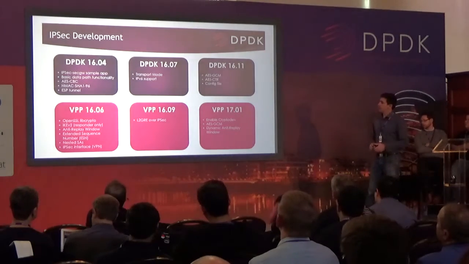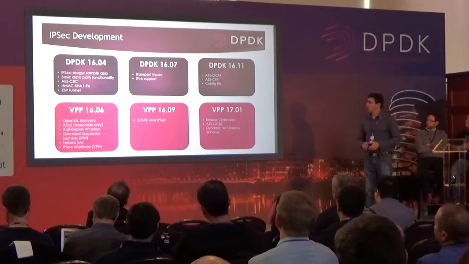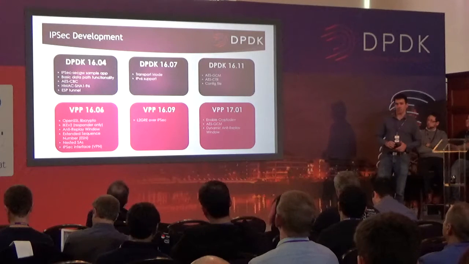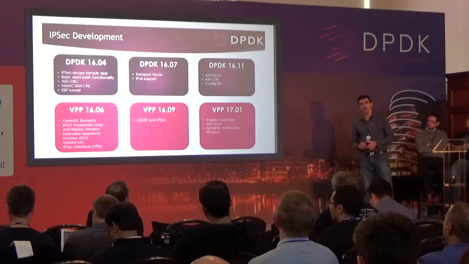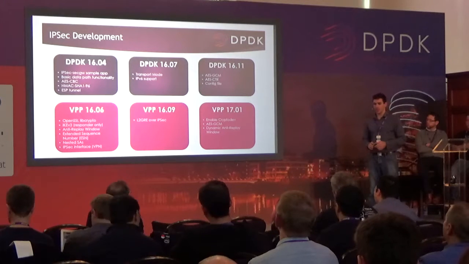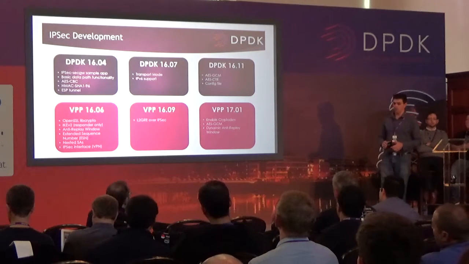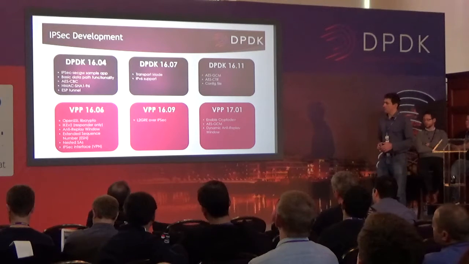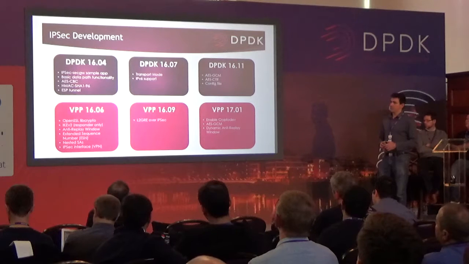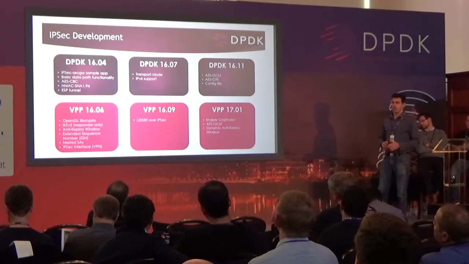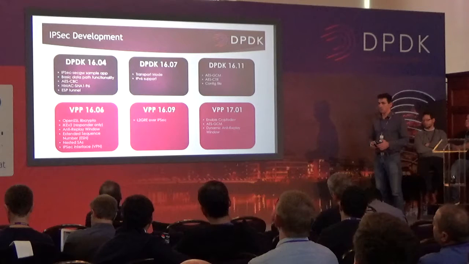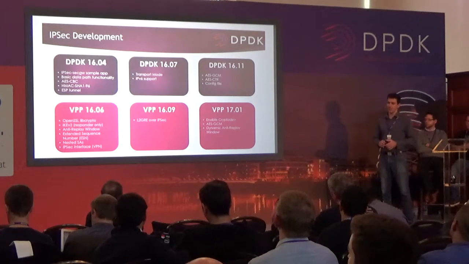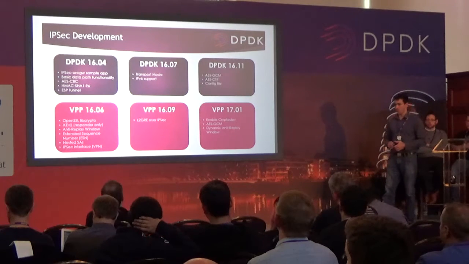So I'll start first with DPDK. We introduced the IPsec sample app in DPDK 16.04. Basically, very basic functionality showing AES-CBC, HMAC-SHA1, ESP tunnel. So no AH, no IKE, not a lot of features. But the basic idea was trying to get something a bit more complex than a simple sample application, trying to avoid the l3fwd sample application that doesn't really relate to a real router solution.